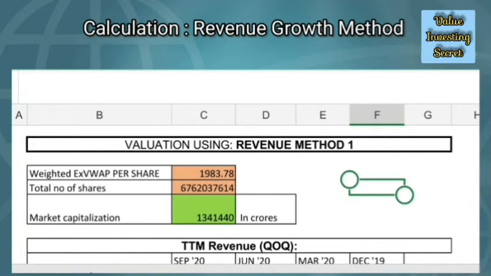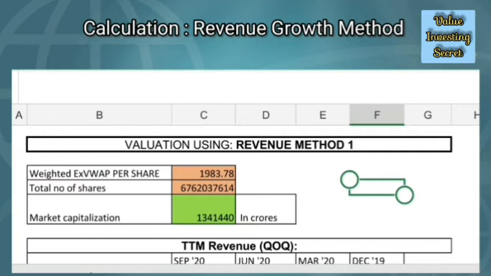Here I have taken the last 3 months data and calculated the exponential VWAP. If you want to know how to calculate the exponential VWAP, let me know in the comment box so that I can make a video on how to calculate the exponential VWAP using 3 months or 6 months data.